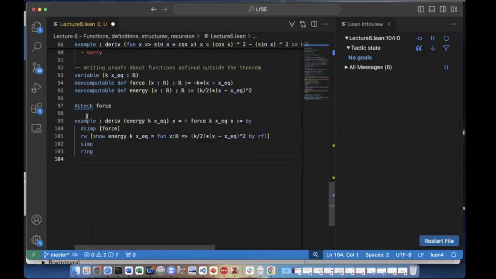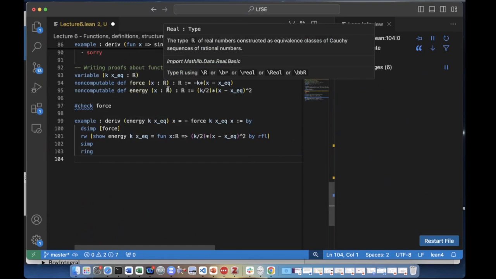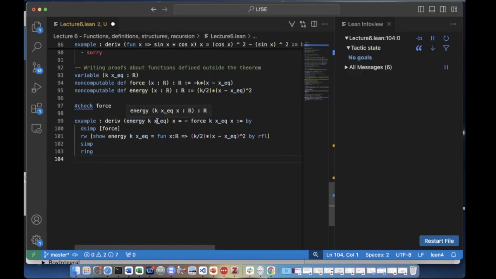And if I can prove that these things are true, then I have confidence that I didn't make any mistakes in my force and energy functions. And that this proof holds for all values of real numbers, k, x, eq, and x. It's way more covering the possible cases than we would have if we were just doing unit testing.